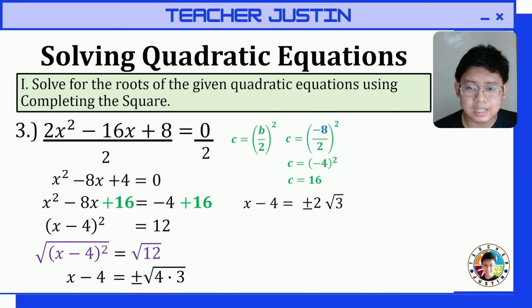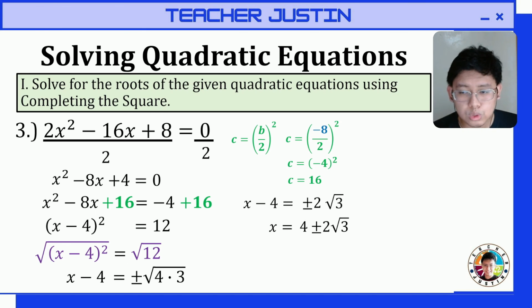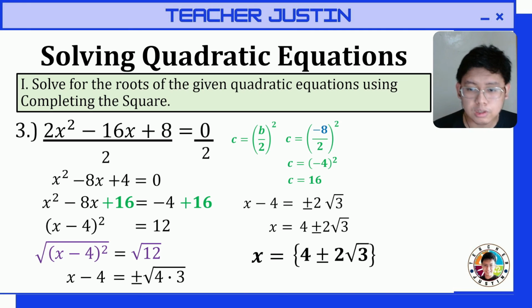Then, the next step is to transfer negative 4 to the other side of the equation. Changing the sign, it will now be equal to positive 4 plus minus 2 square root of 3. And that will be the value of x. x will be equal to 4 plus 2 square root of 3 and 4 minus 2 square root of 3. And that's it. Ta-da!